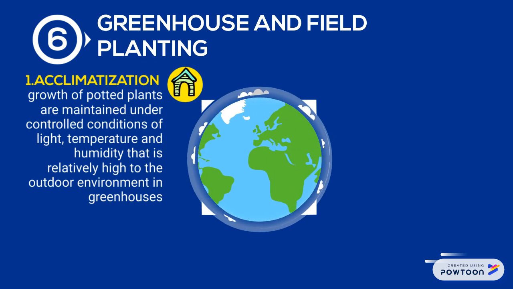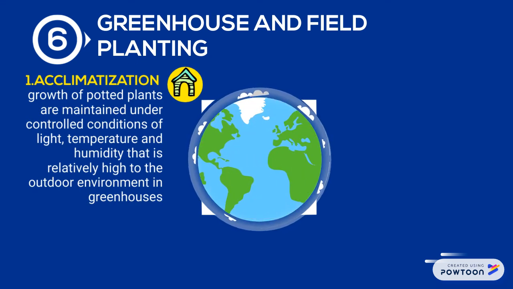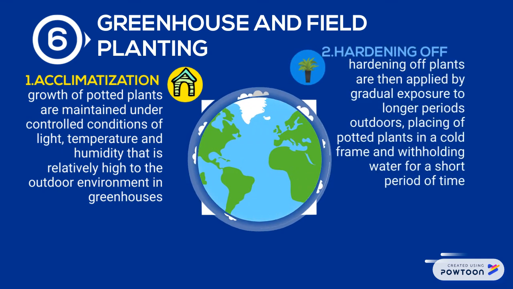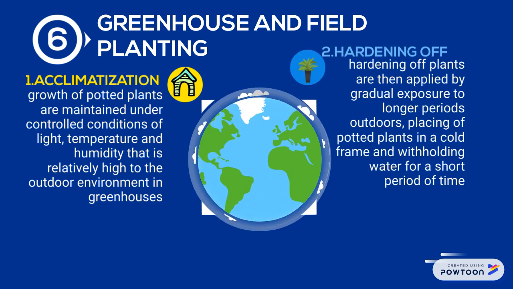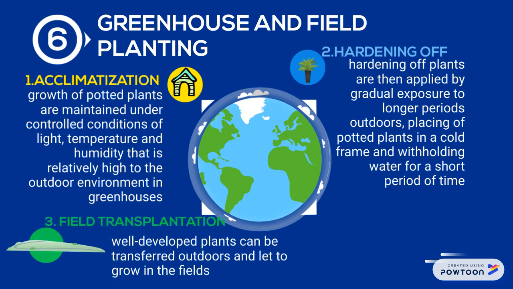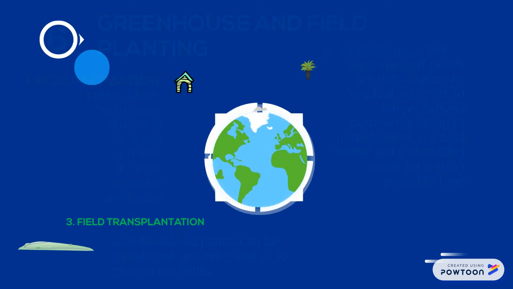Growth of potted plants is maintained under controlled conditions that is relatively high to the outdoor environment. Hardening off plants is then applied by gradual exposure to longer periods outdoors, placing of potted plants in a cold frame and withholding water for a short period of time. Well-developed plants can be transferred outdoors and let to grow in the fields.